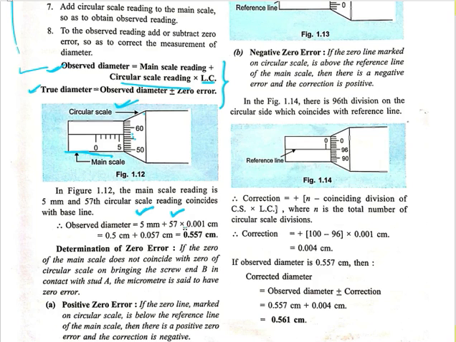What will be the least count? We have already calculated the least count, that is 0.01. So if you multiply it, we will get the answer.